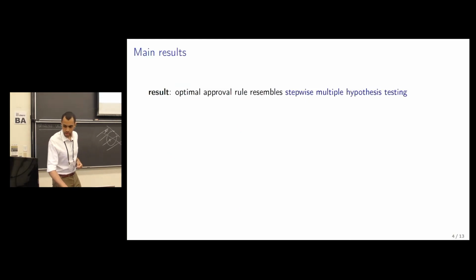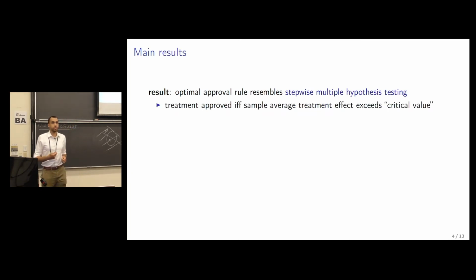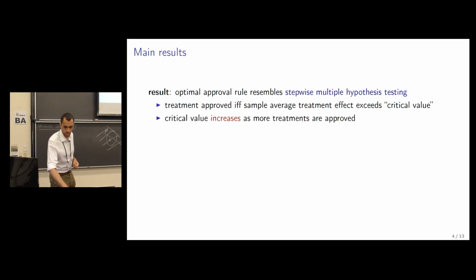OK, so the main result: I'm going to show that the optimal approval rule resembles stepwise multiple hypothesis testing, where the treatment is approved if and only if the sample average treatment effect exceeds some critical value. Moreover, that critical value is, of course, decreasing in the sample size, but increasing as more treatments are approved. So this resembles the stepwise methods for correcting for multiple testing bias.